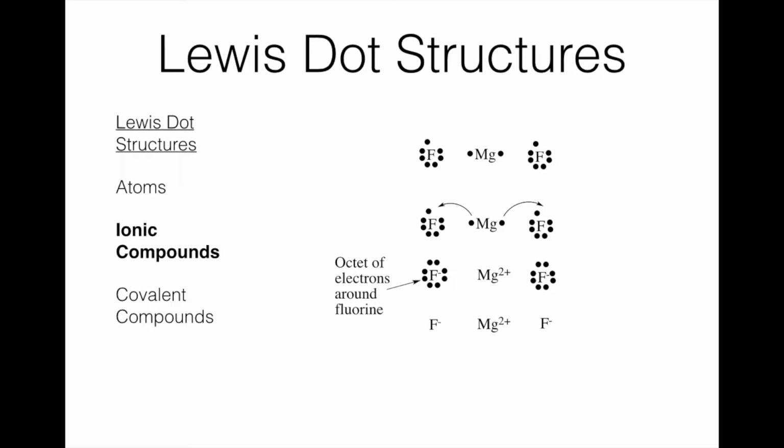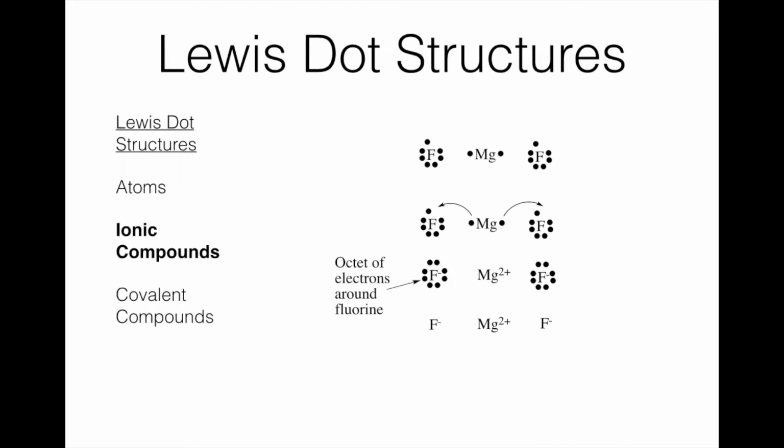And you'll notice that after that, fluorine now has 8 electrons around it, and we call that an octet. Magnesium would also have an octet around it as well, but they would not be valence electrons, they would be the core electrons.